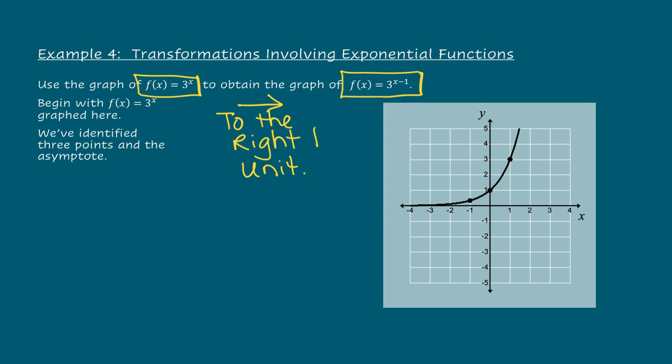So that means essentially what I'm going to do is take every point that I have on my original graph, and shift it 1 unit to the right. So this is actually quite simple. I'm just going to take every x coordinate and add 1 to it. So that just means add 1 to each x coordinate.